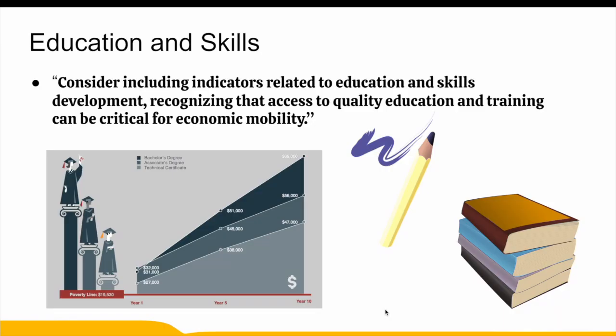The first suggestion that the AI made was education and skills. ChatGPT said, "Consider including indicators related to education and skills development, recognizing that access to quality education and training can be critical for economic mobility."